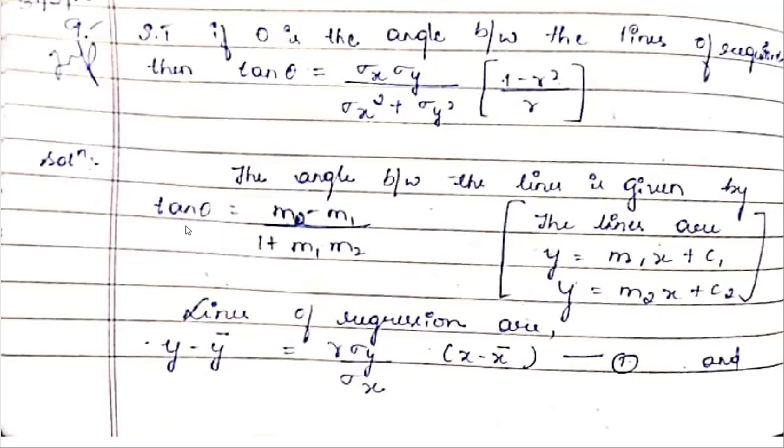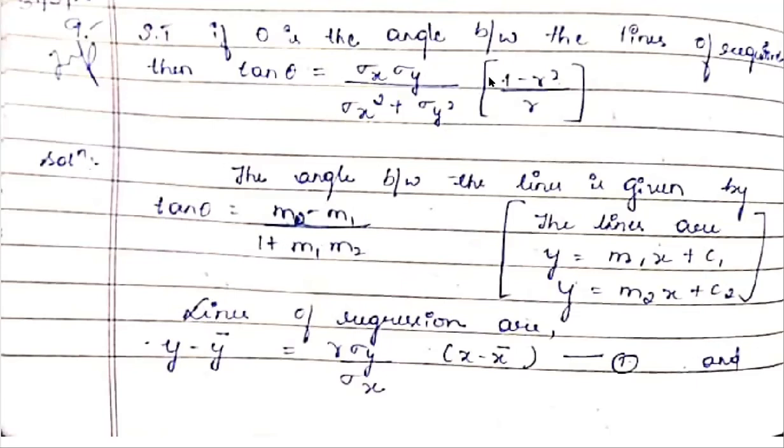That's a relation for tan theta, which is m2 minus m1 by 1 plus m1 into m2. So that's the angle between the lines, given by tan theta equals m2 minus m1 by 1 plus m1 m2, where m1 and m2 are slopes. That we have represented here. So this is the formula for tan theta in terms of slopes. We'll make use of this and try to derive what we need.